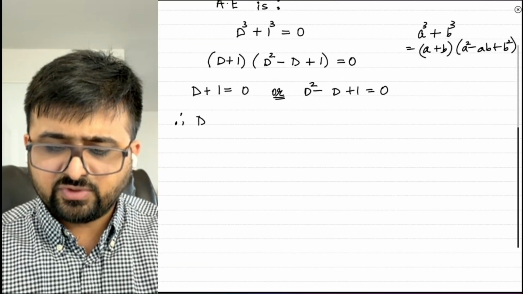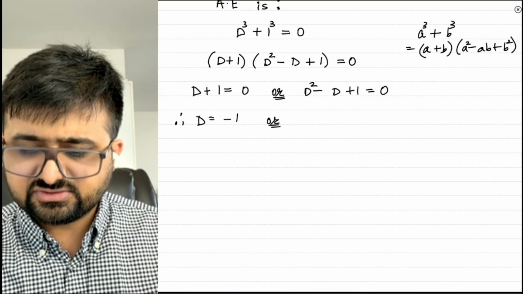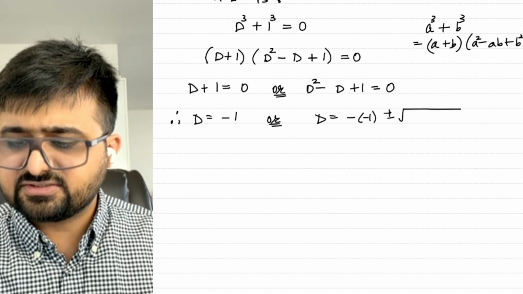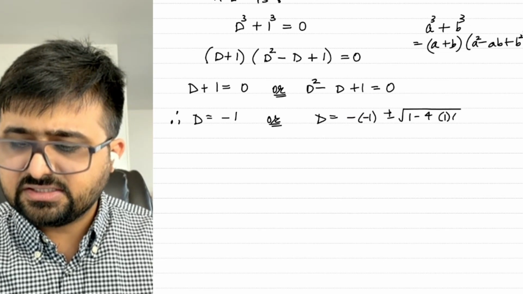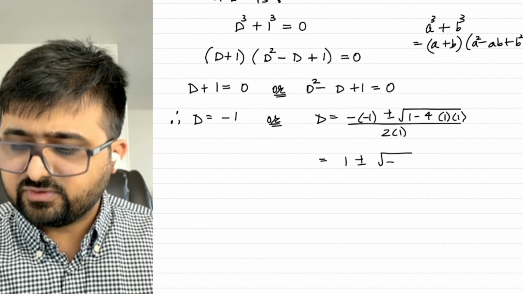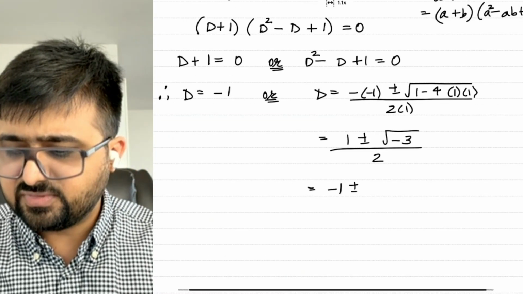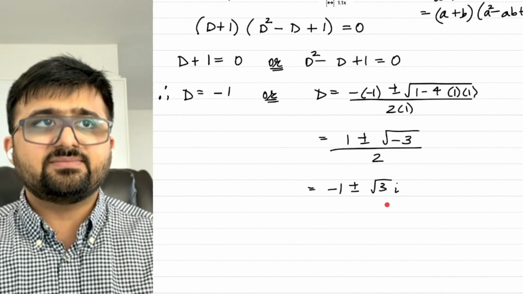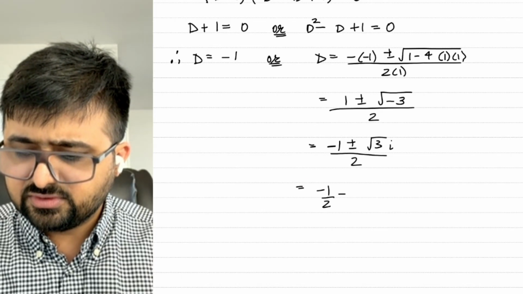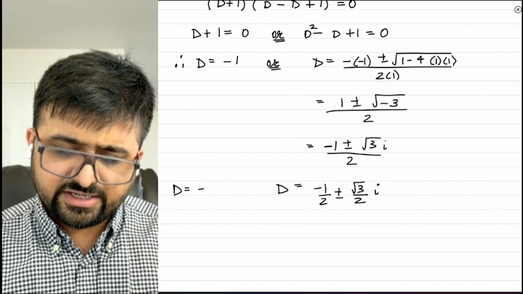So that gives you one real and rational value. And you have to solve a quadratic for this. So if you find the value of the quadratic, this is just minus b plus minus square root of b square minus 4ac divided by 2a. So that will give you 1 plus minus square root of 1 minus 4, which is minus 3, divided by 2. I hope that makes sense. That's just the quadratic formula. And then you have minus 1 plus minus root 3 i, because the square root of minus 1 is nothing but the imaginary number. So you have root 3 i divided by 2. That gives you minus 1 by 2 plus or minus root 3 by 2 i. These are two values of D, and that's another value of D.